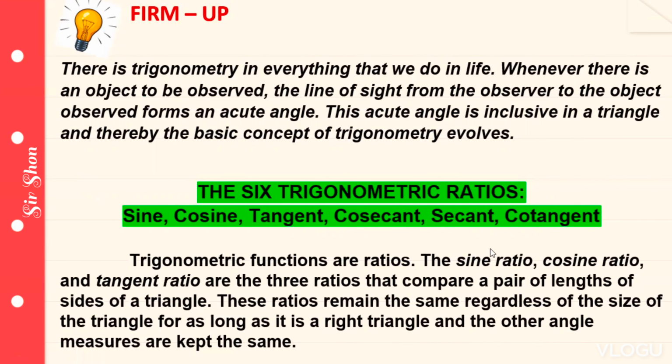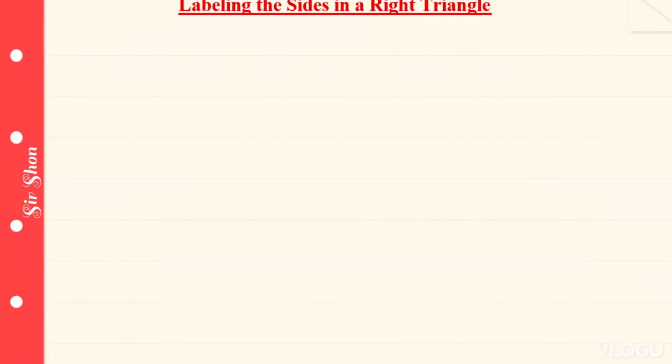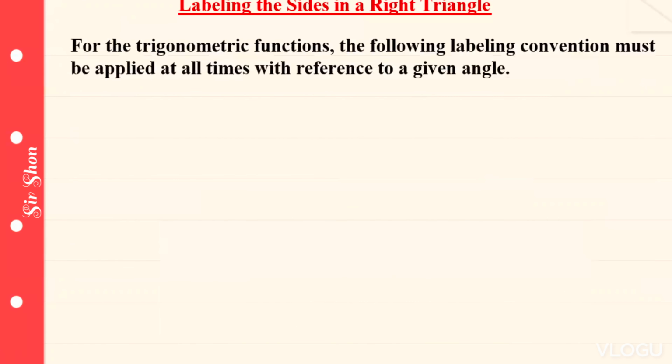The sine ratio, the cosine ratio, and the tangent ratio are the three ratios that compare a pair of lengths of sides of a triangle. These ratios remain the same regardless of the size of the triangle for as long as it is a right triangle and the other angle measures are kept the same. So next, we have to label the sides in a right triangle.